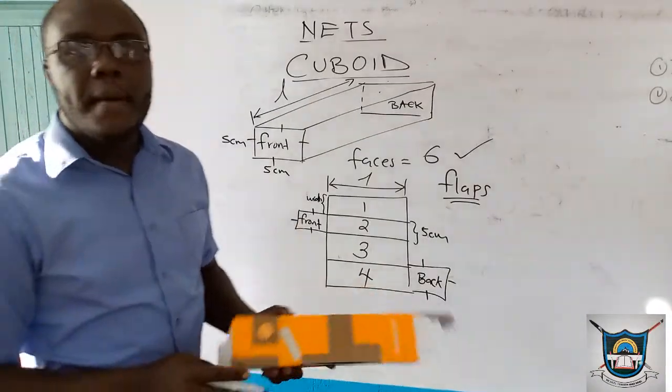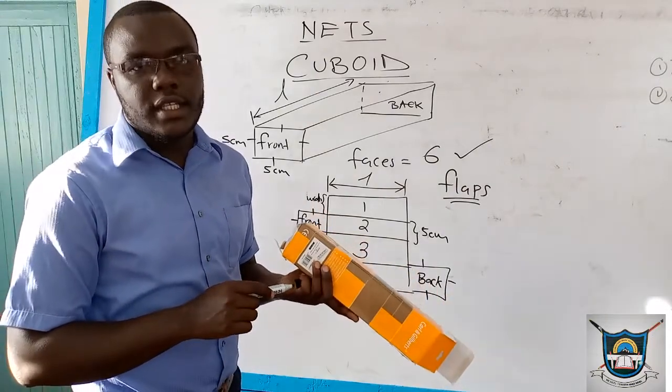We go to the second type of a solid and see how its sketch is.